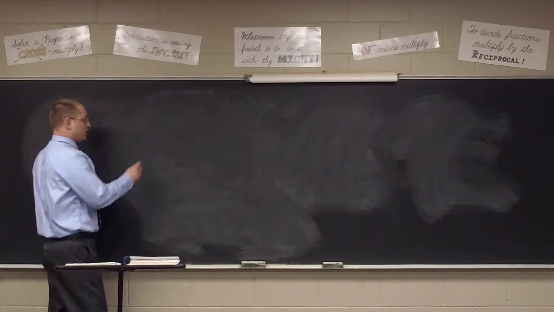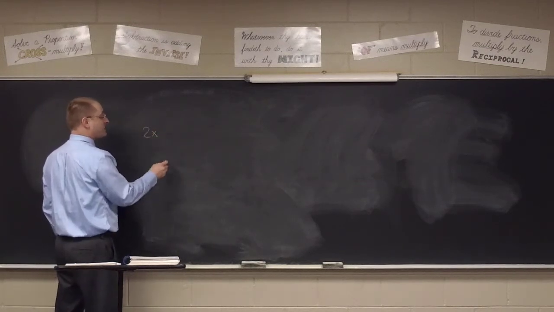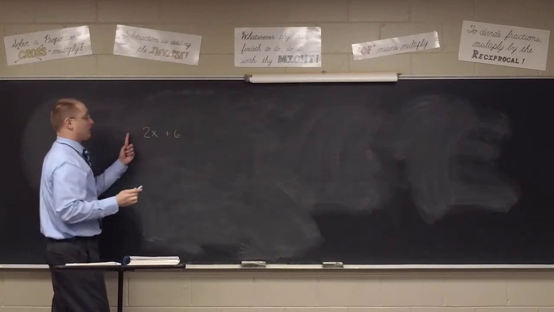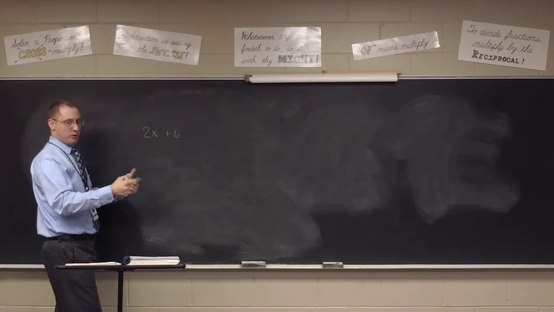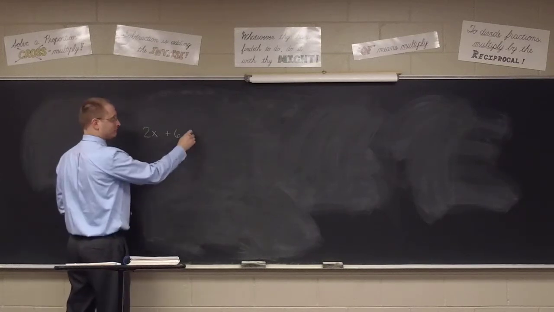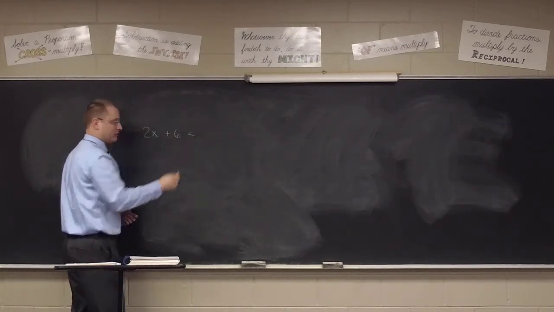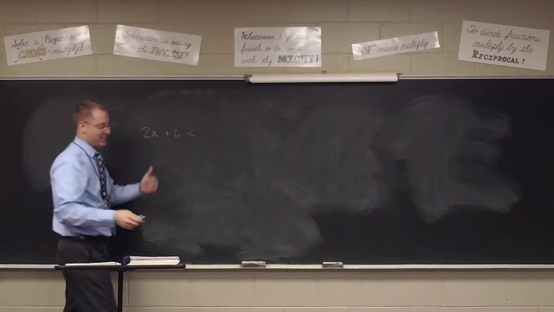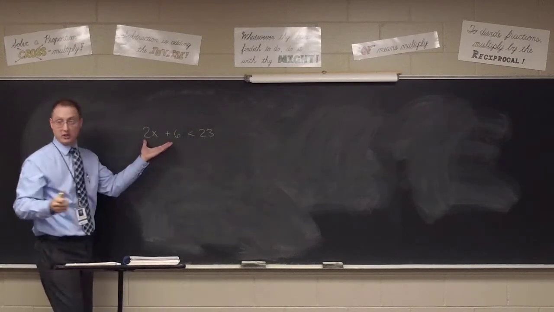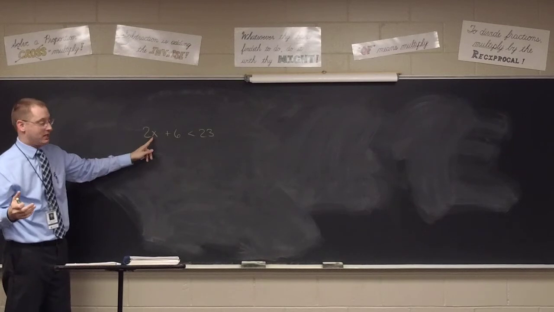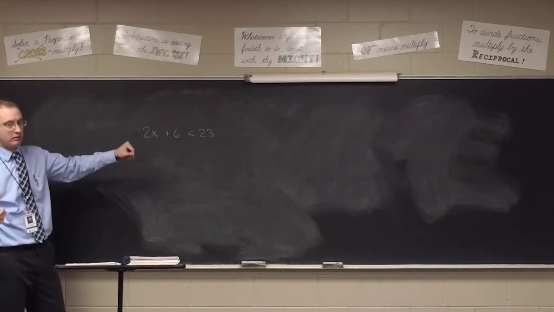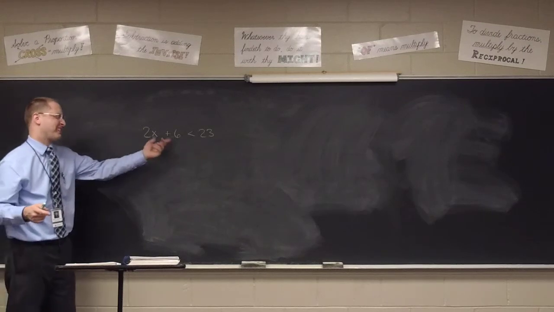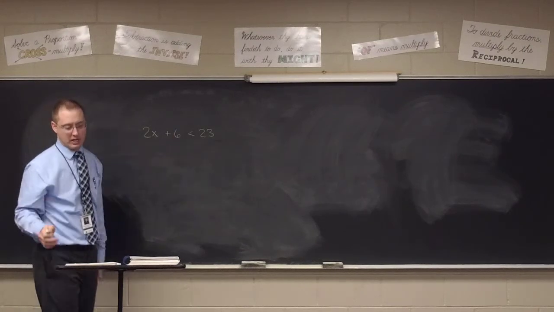All right, check your answer. Twice a number means 2x. Added to 6 means plus 6, or 6 plus 2x. Either way, addition is commutative. "Is less than." What symbol should I put? The less than symbol, right? Is less than 23. Do we have this written correctly? Could 10 be a solution? Do it in your head very quickly, class. No, that'd be 26. 26 isn't less than 23. So no, 10 is not a solution.